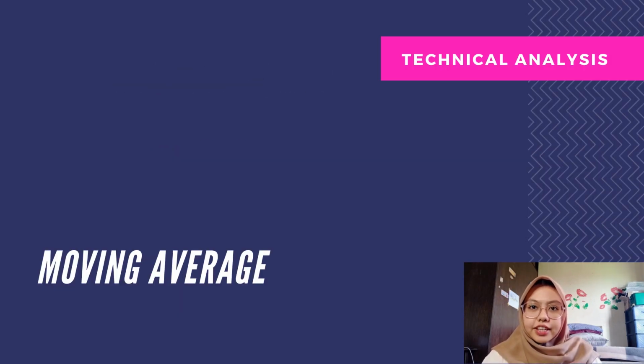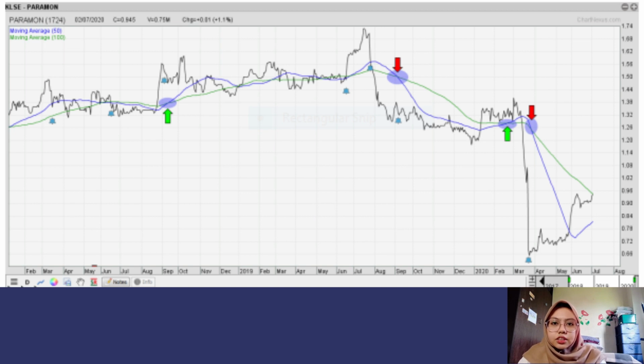Okay, a moving average is a popular stock indicator in technical analysis. The goal in calculating a stock's moving average is to smooth out price data over a given period of time by calculating a constantly updated average price. In this figure, it shows the moving average from 2018 to January 2020 of Paramount Corporation Berhad. Inside this period, there is one buy and one sell signal.